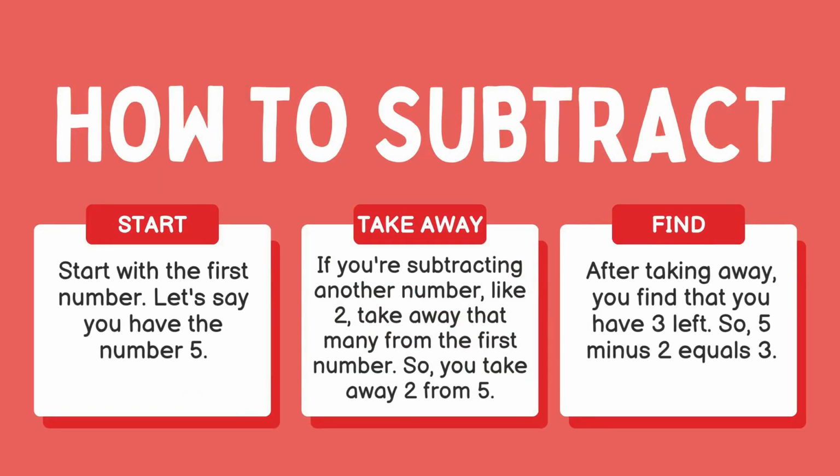How to subtract? Start with the first number. Let's say you have the number 5. If you're subtracting another number like 2, take away that many from the first number. So you take away 2 from 5. After taking away, you find that you have 3 left. So 5 minus 2 equals 3. And that's the answer.